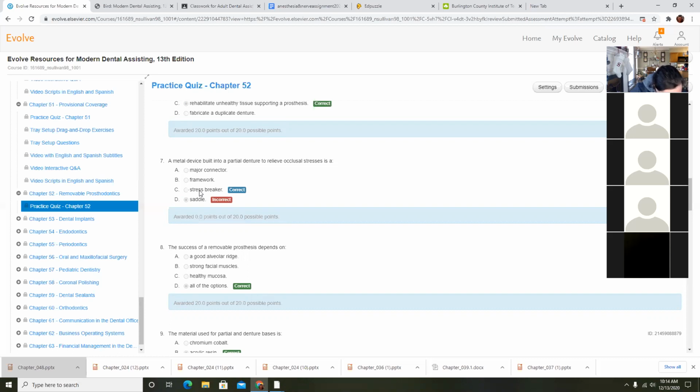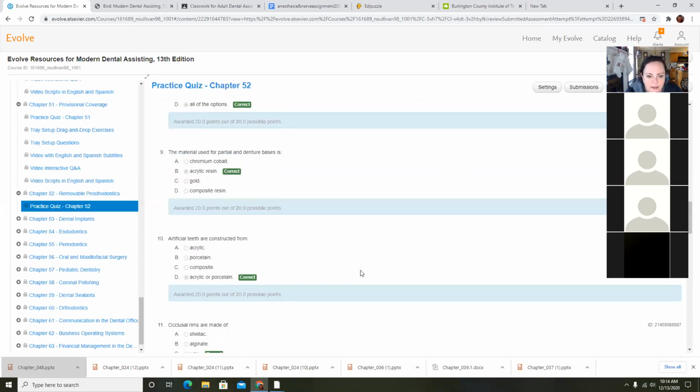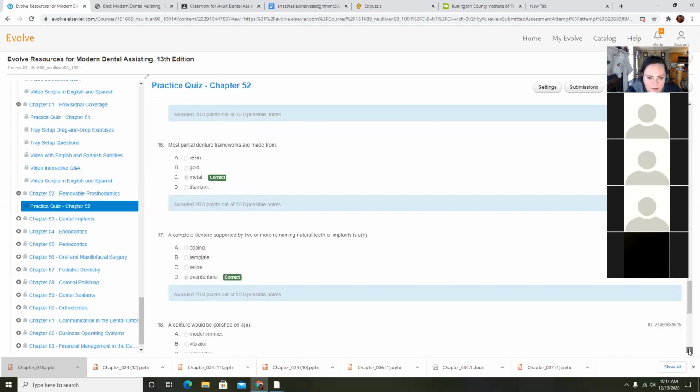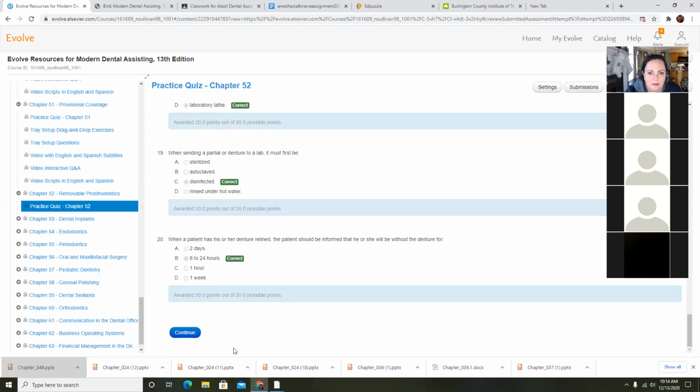Okay, and at the bottom of that page, it says a stress breaker is a metal device built into a partial denture designed to protect the abutment teeth from excessive occlusal loads and stress during mastication. So it would be a stress breaker. All right, and then I think we got the rest of them right. So do you have any questions about the denture procedure? Because I can go over it with you again.